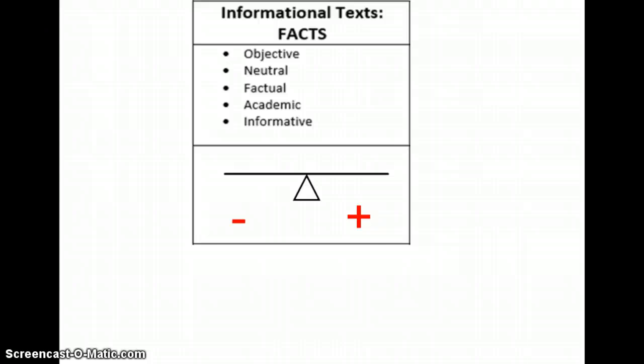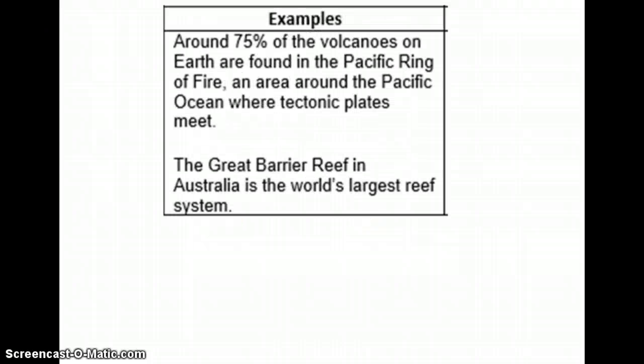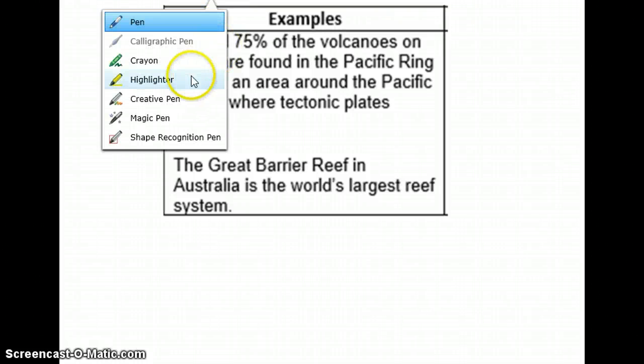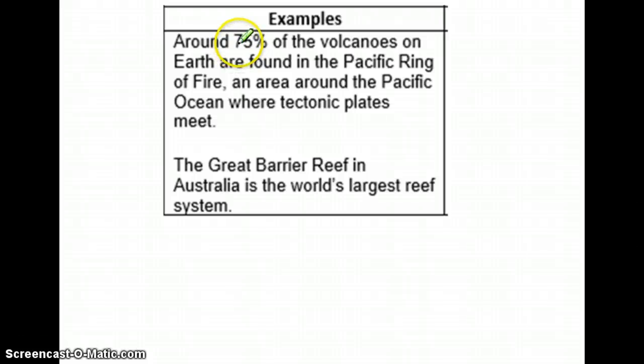Another possible tone, an example of this, is that around 75% of the volcanoes on Earth are found in the Pacific Ring of Fire, an area around the Pacific Ocean where tectonic plates meet. You'll notice that this is defined by facts. Let's highlight those facts together. Here we get a statistic. Around 75% of volcanoes on Earth are found in the Pacific Ring of Fire. There are no opinion words whatsoever. There's no words that show a value. Even this last sentence is a fact as well.